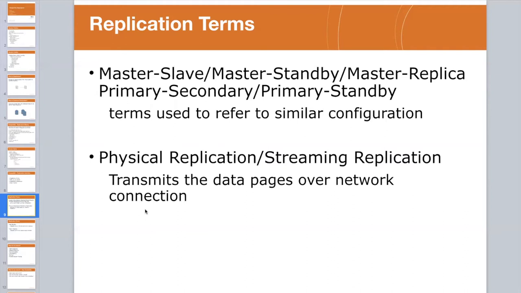Then there is the term physical replication. Streaming replication is used as well. Both of these terms are used interchangeably in the Postgres documentation. Basically, they are referring to the same thing. They tell us that this kind of replication is relying on transmitting the data pages over the network connection.